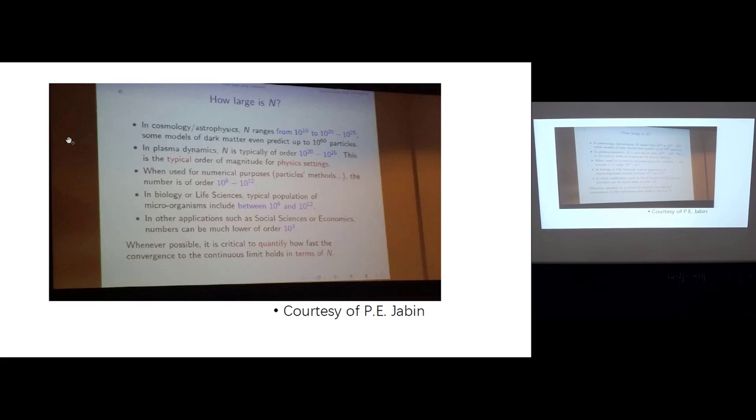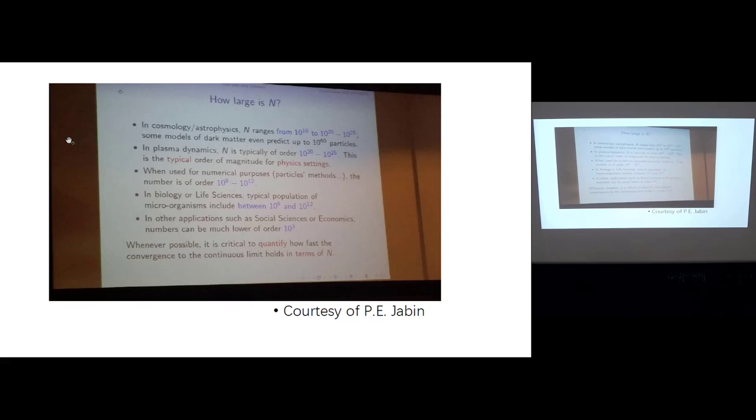For example, in cosmology and astrophysics, N can be like 10^20 to 10^25. If you simulate dark matter, it's more like 10^60, all right? In plasmas, typically N is from 10^20 to 10^25. For numerical particle methods, very often we are required to use 10^9 to 10^12. In biology, it's 10^6 to 10^12. Other applications in social science are a little smaller, 10^3.